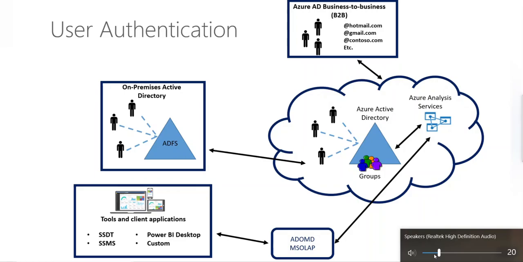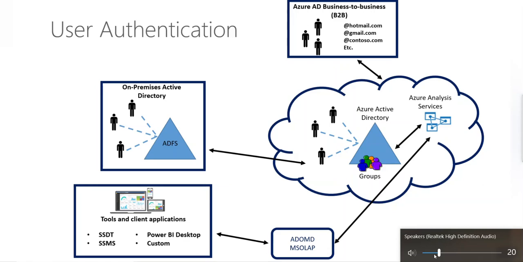So using Azure Analysis Services, you can have access to B2B. And so using B2B, I can invite people to my Azure Active Directory with lots of different types of domains. And once I invite them to my Azure Active Directory, I can grant them access. And let me show you guys how to do this. I can grant them access to my model.